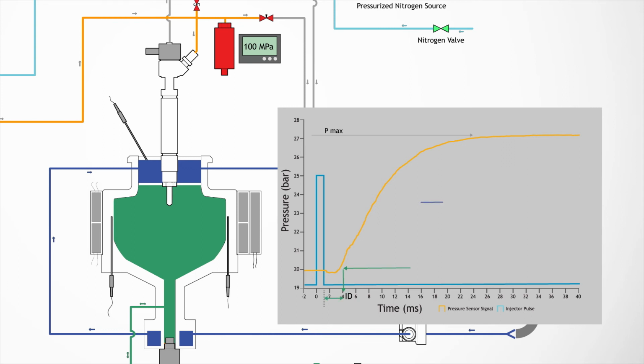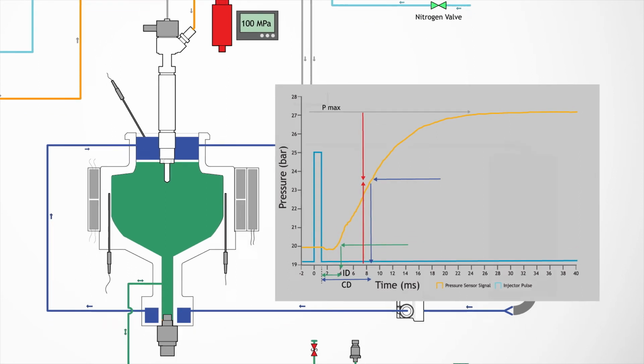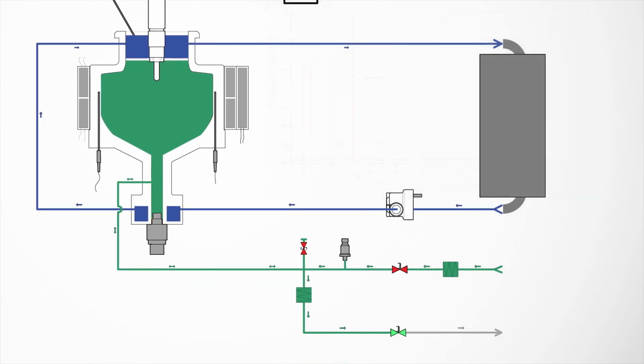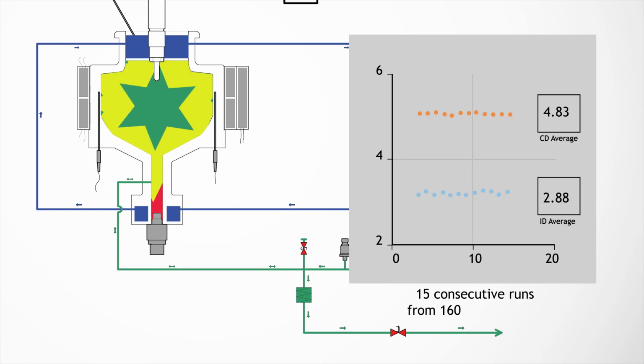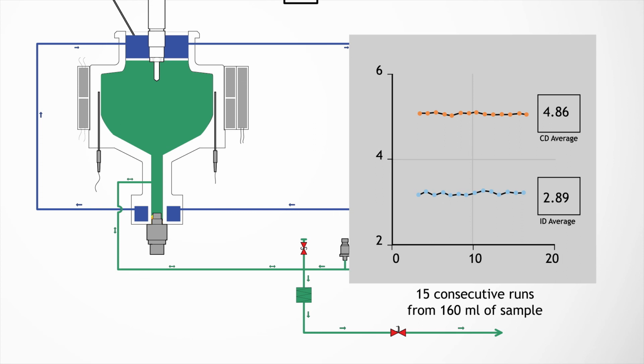The time elapsed between the leading edge of the injector signal and the midpoint of the net pressure increase is defined as combustion delay. The same cycle is run 15 times automatically, and the average ignition delay and combustion delay values for the sample are obtained.